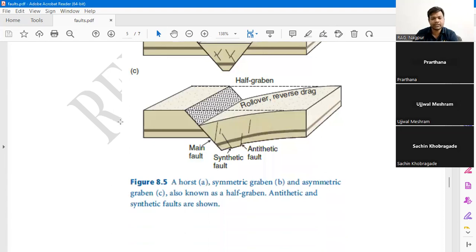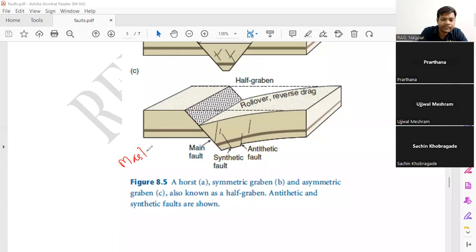Now there is something called a half graben structure. Half graben means it is bounded from one side only by a normal fault, and the other side is not that well defined. Here what you have to identify is the main fault or the master fault.